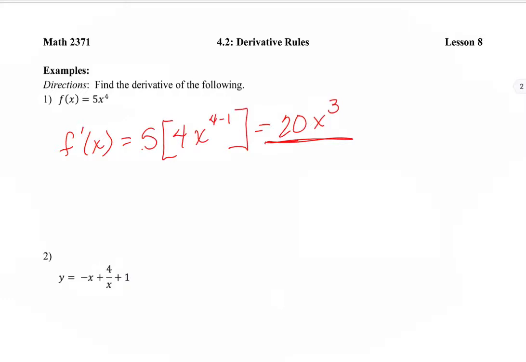That's all you do. Now, for the second one, I need to rewrite the function first before I can take the derivative. Now, when I rewrite this, I'm going to rewrite this as x to the first plus 4x to the negative 1 plus 1. Now, you have to write this. You do not have to do this. So this is do not have to do. This is a must do.